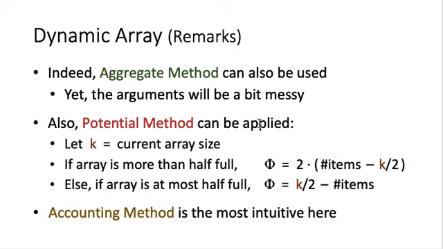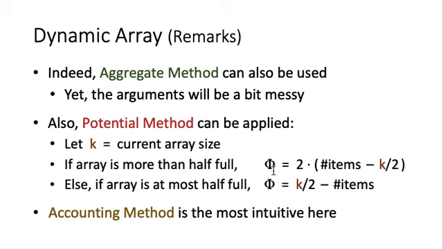So indeed, in the above analysis, we are using the accounting method. We may also use the aggregate method, but then perhaps the argument will be a little bit messy. And as we have mentioned before, the potential method and the accounting method are just like two sides of the same coin, one is the complement of the other. So we may also use the potential method to analyze the amortized cost for the operations.